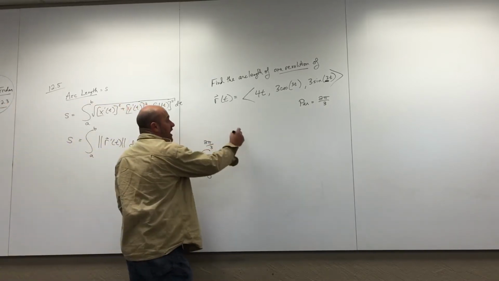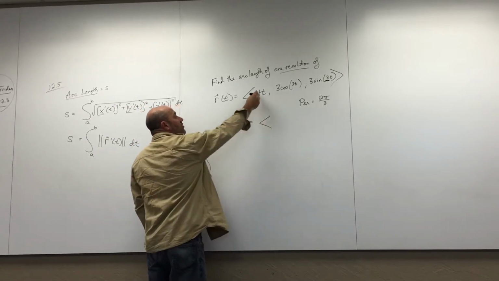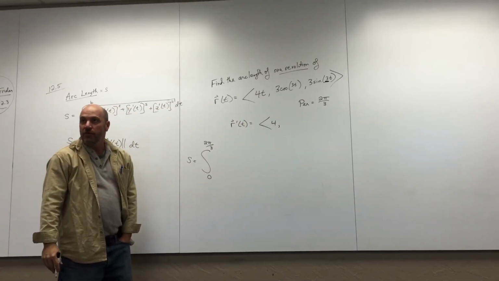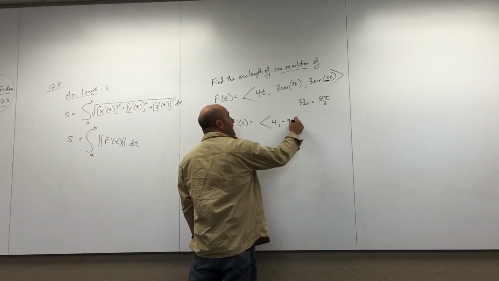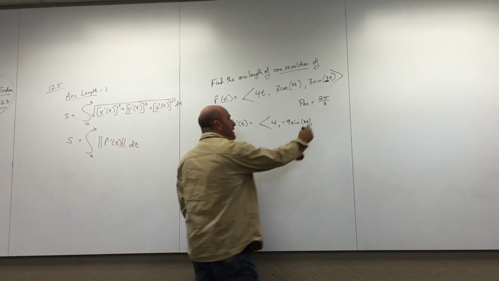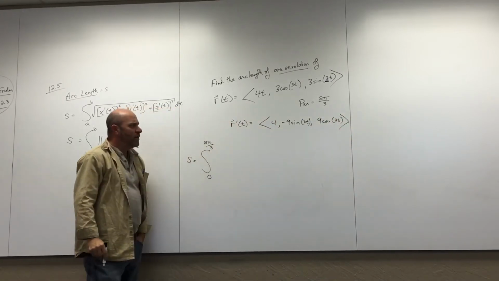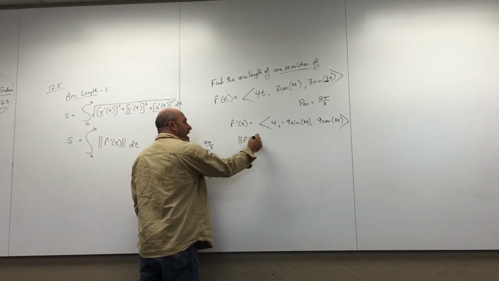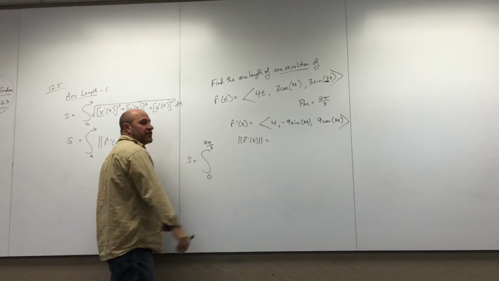Watch how it works. R prime is pretty easy. R prime: 4. Thank you very much. Derivative of cosine, so -9 sine 3t, 9 cosine 3t. Okay, cool. Now what do I want? Oh, I want the magnitude of that. Okay, check this out. After I get this magnitude, I'll put it in my integral and do it. But let's just do the magnitude over here on the scrap paper.